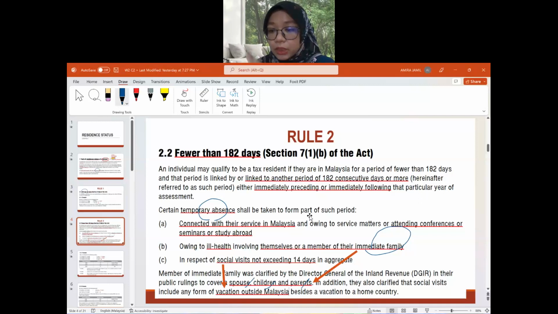And then in respect of a social visit, not exceeding 14 days in aggregate. A social visit is like a vacation outside Malaysia for 14 days. For this second rule, if in the year of assessment they are in Malaysia for fewer than 182 days, they can be considered a tax resident if this period is linked to the period before that is more than 182 days, or the period following that is more than 182 days. This is a clear example.